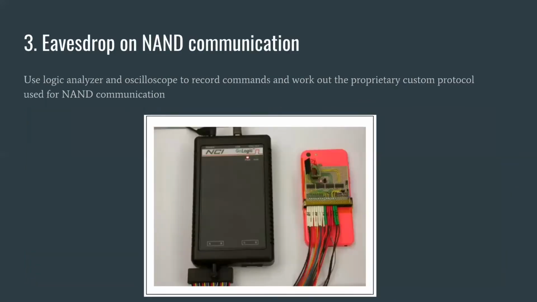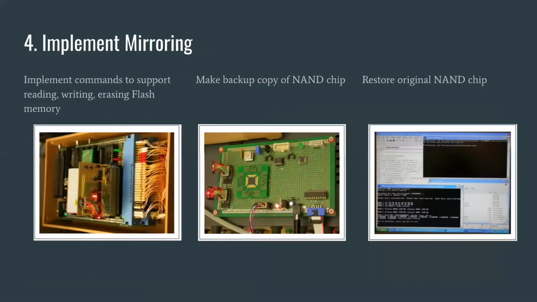The third step is to eavesdrop on the NAND communication. A logic analyzer and oscilloscope is used to analyze and record the protocols and commands for the NAND communication. The fourth step is to implement the mirroring. So the commands for reading, writing, and erasing the flash memory are implemented by a separate setup controlled by a PC. The original NAND chip's data is copied to a different NAND chip, and this is the backup chip.